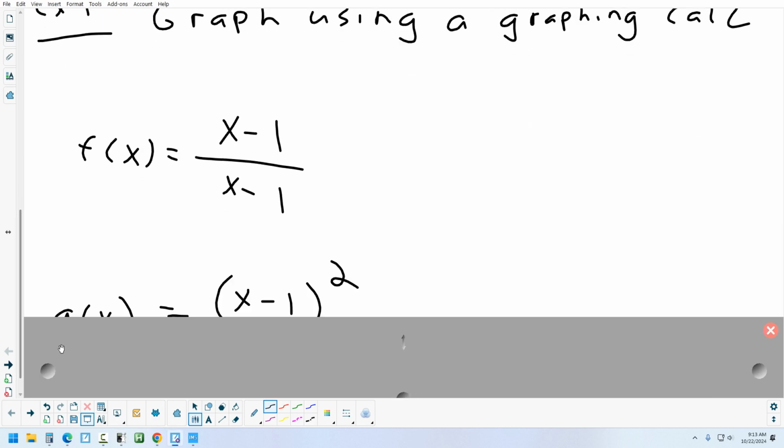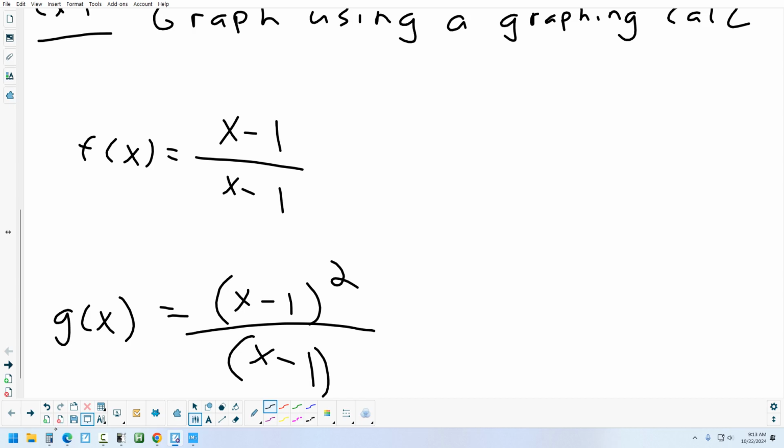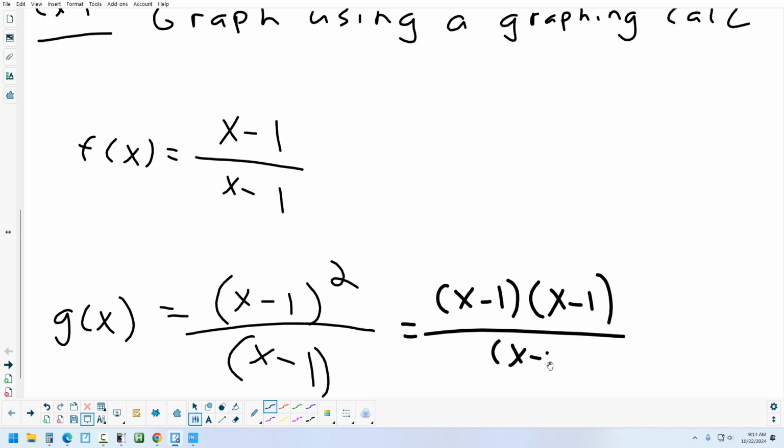I'm not going to graph this one, but if I did, would this graph have a hole in it or a vertical asymptote? Yeah, there's common factors between the top and the bottom. Yep. So there would be a hole again in this graph, and it would be at what number? It would be at 1. Yep. So these kinds of graphs have holes.